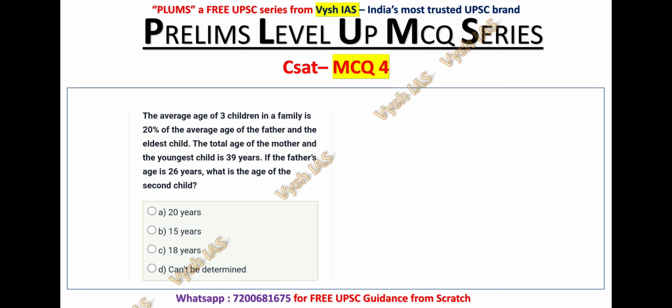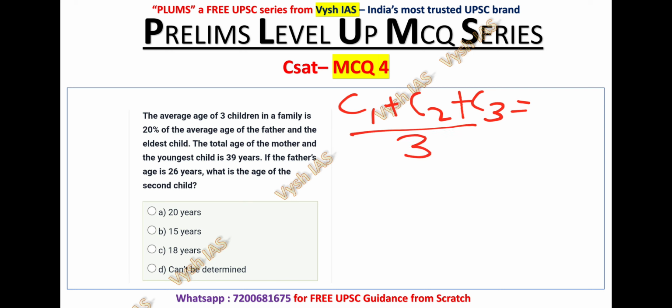Now let's solve MCQ number 4. The average age of 3 children in a family is 20% of the average age of the father and the eldest child. The total age of the mother and the youngest child is 39 years. If the father's age is 26 years, what is the age of the second child? Okay, let's solve this. Let's take the children's ages as C1, C2 and C3. Average age is 20% by 3. The average age of these 3 is 20% of the age of the father and the eldest child. So let's take the eldest child as C1 plus F.